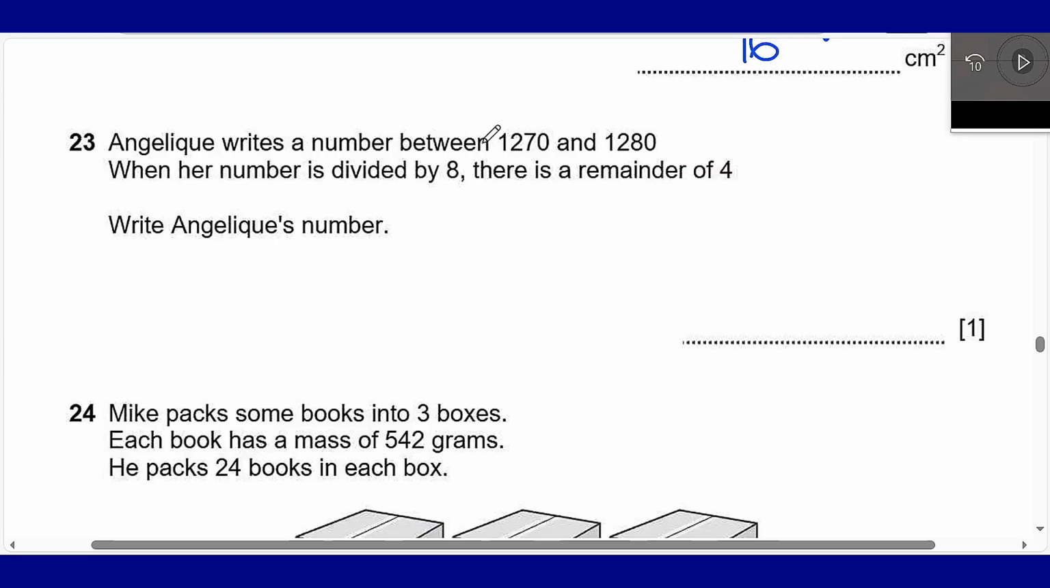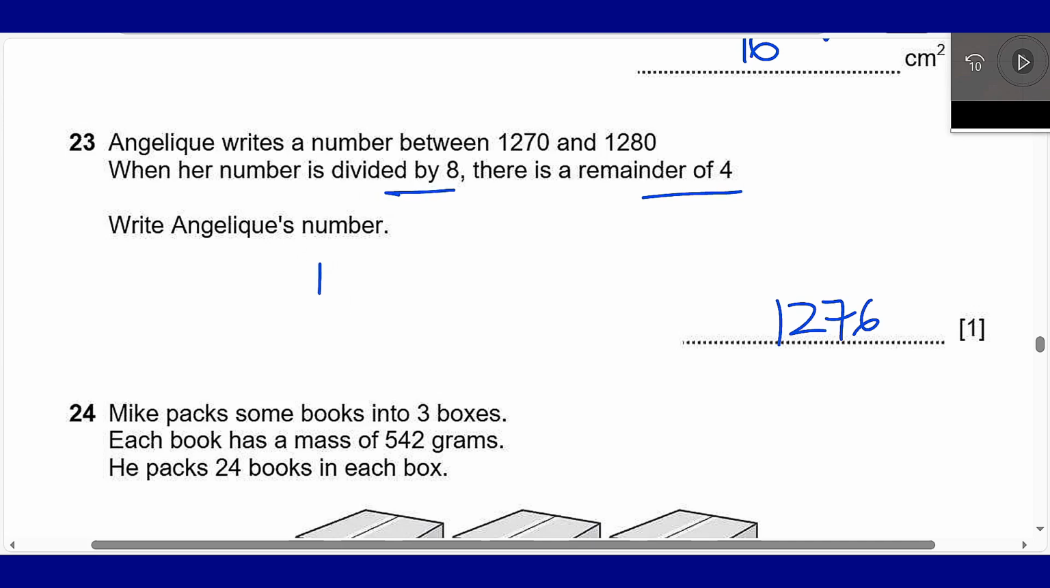Angelique writes a number between 1270 and 1280. When her number is divided by 8, there is a remainder of 4. Write Angelique's number. Okay, are you done with your answer? If you still need some more time, you may pause this video. No, here is the explanation. The number will be 1276. So, because it's divided by 8, it must be a multiple of 8.